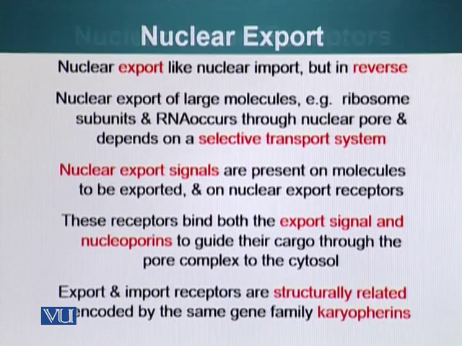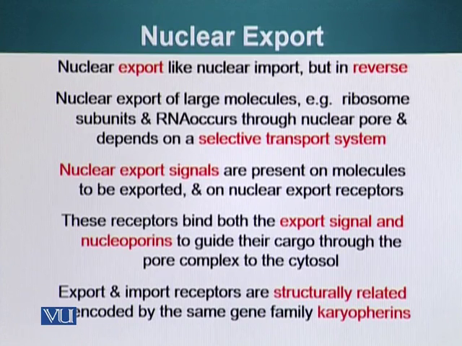Nuclear export receptors also work like nuclear import receptors, but in reverse, because they bind their cargo and release it in the cytosol, which is the reverse of what nuclear import receptors do. Nuclear export receptors bind large molecules. For example, we have talked about ribosomal subunits and RNA, which can also be a large molecule, moving through the nuclear pore, and it is also a very selective process. Nuclear export signals are present on molecules to be exported, recognized by nuclear export receptors. These receptors bind both the export signal and the nucleoporins.